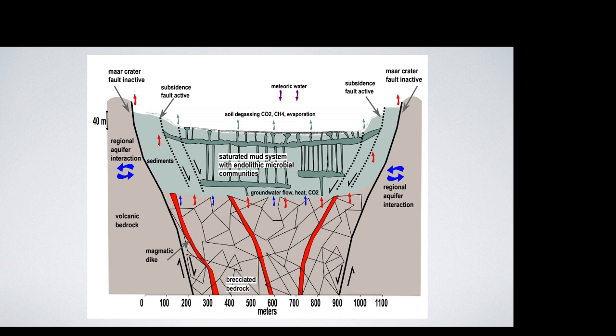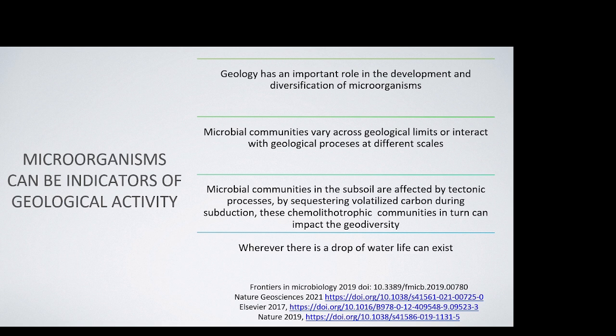So the general model that we have is that the crater has interaction with the regional aquifer. We have a source of groundwater flow, heat, and CO2, and we have a complex microbial system composed of different communities that live at different levels and that can sequester CO2 and the gas methane.